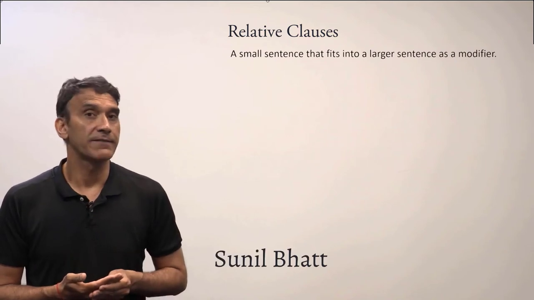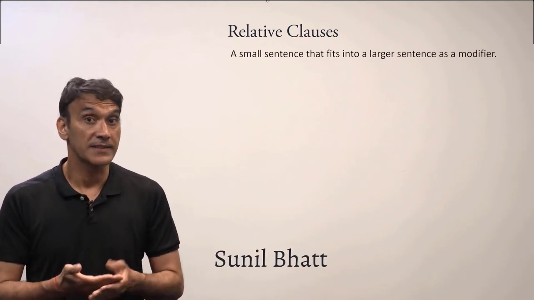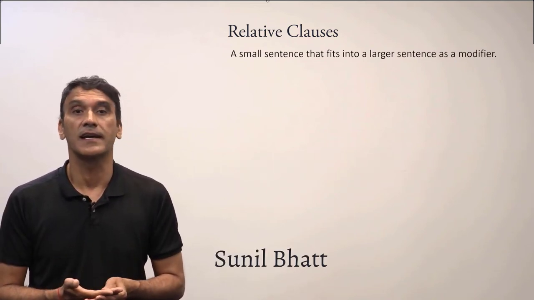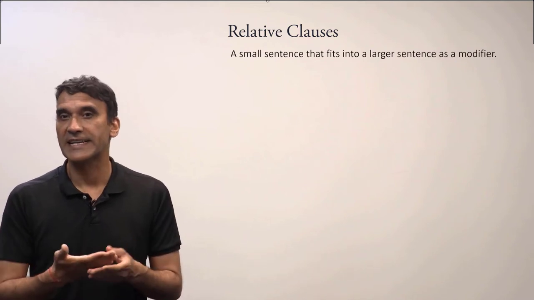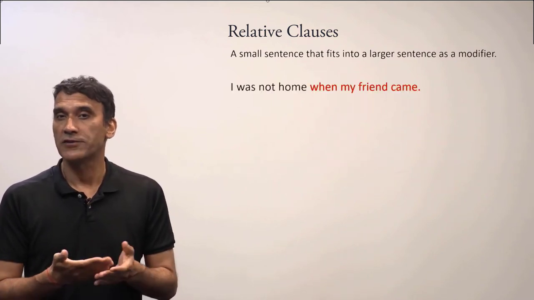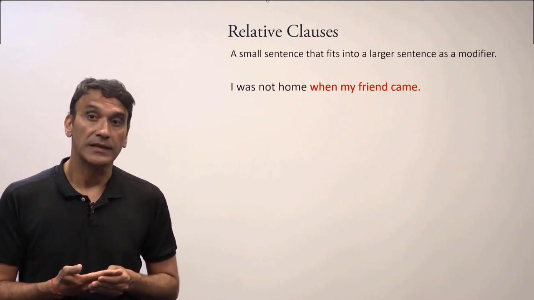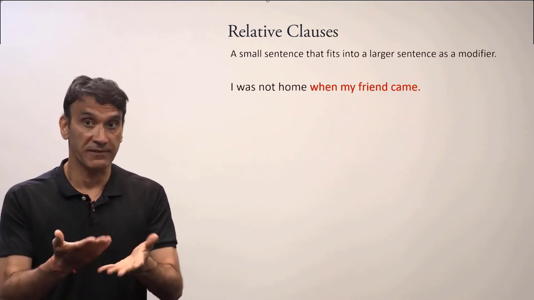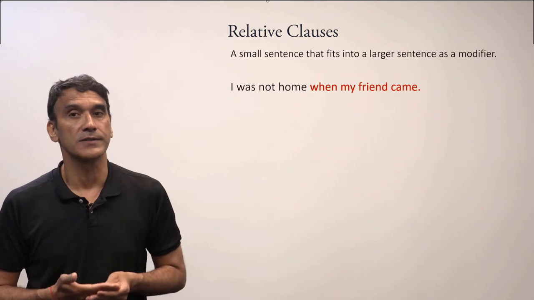Next grammar point is relative clauses. A relative clause is a sentence that fits into a larger sentence as a modifier. Let's take an example in English. I was not home when my friend came. The part "when my friend came," which is in red font here, is a relative clause.